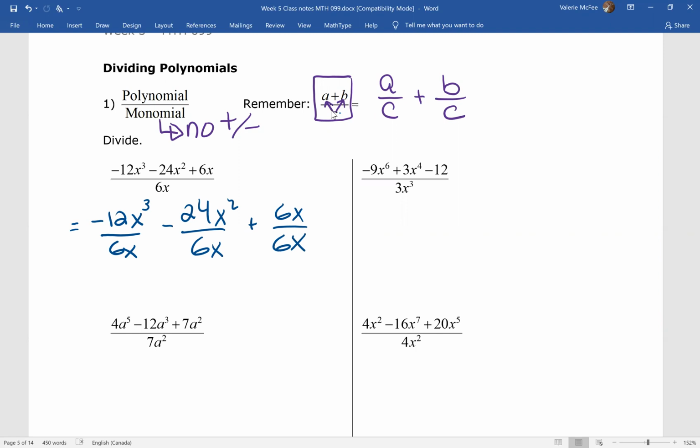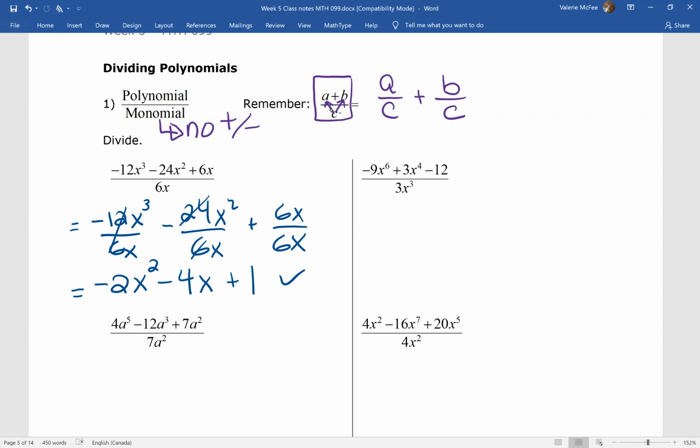Now you just need to simplify each of these. Negative 12 divided by 6 is negative 2. Subtract the exponents. Negative 24 divided by 6 is negative 4. Subtract the exponents. I don't need to write that one. 6 divided by 6 is 1. Subtract the exponents. But x to the power of 0 is, of course, 1. This is your answer.